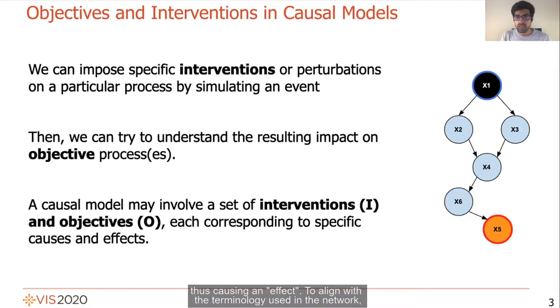To align with the terminology used in the network, I would like to accustom you with a few terms. Starting with interventions, they are the external stimulus provided to certain nodes in the system. Example, increasing x1 by 20%. On the other hand, objective nodes are the nodes that the user is interested in seeing the impact of the interventions on. Hence, x5 may be labeled as an objective node. Lastly, a causal model may have a variable number of such interventions and objective nodes, with each one simulating an actual event.